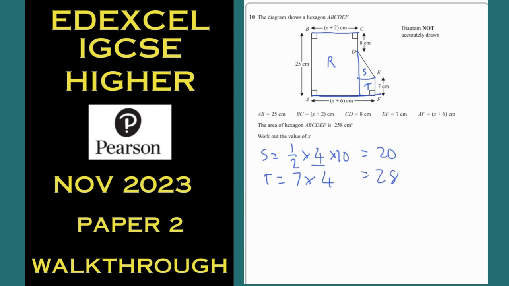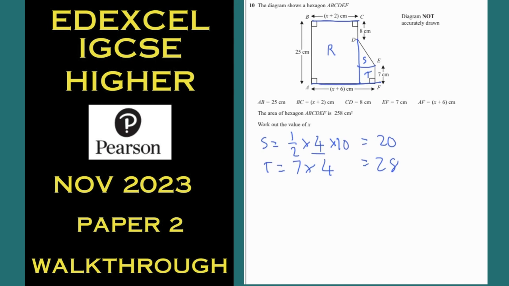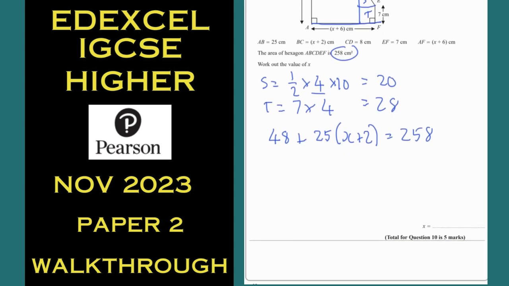The trickiest bit is the R. But let's start building it up. So total area is going to be 20 plus 28 plus R, which is a rectangle. Its height is 25. Its width is x plus 2. And all of them together are 258. So now we just solve it.